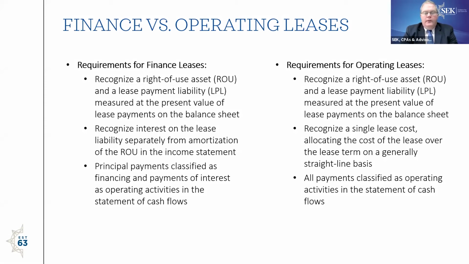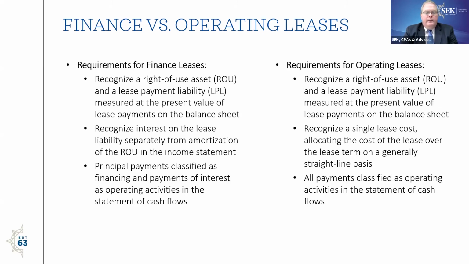So what is going to happen with the new standard is you're going to recognize a right of use asset, an ROU, and a lease payment liability, an LPL, measured at the present value of the lease payments on the balance sheet. Again, that's going to be the same whether it's a finance or operating lease. The difference is in subsequent measurement and subsequent years, recording them in the income statement and the cash flow statement.